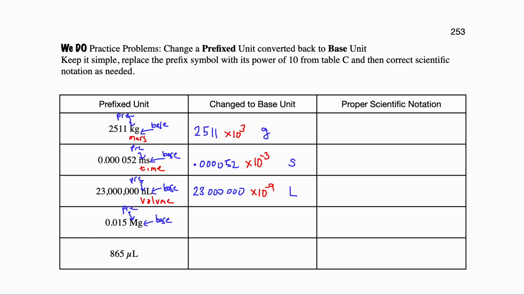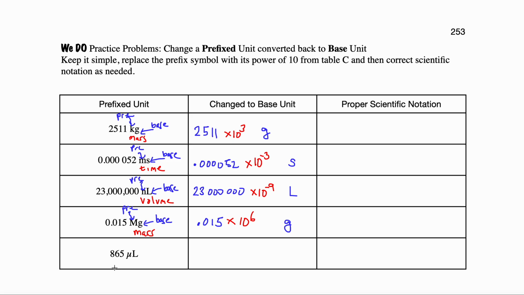So this is megagrams. And if I'm measuring anything in megagrams, I am measuring what the base unit represents, a unit for mass. So to write this, I'm going to keep the 0.015, but now I'm going to replace the mega with its power of 10. And if it's mega, it means 10 raised to the 6th power. And so I still have a base unit of grams.